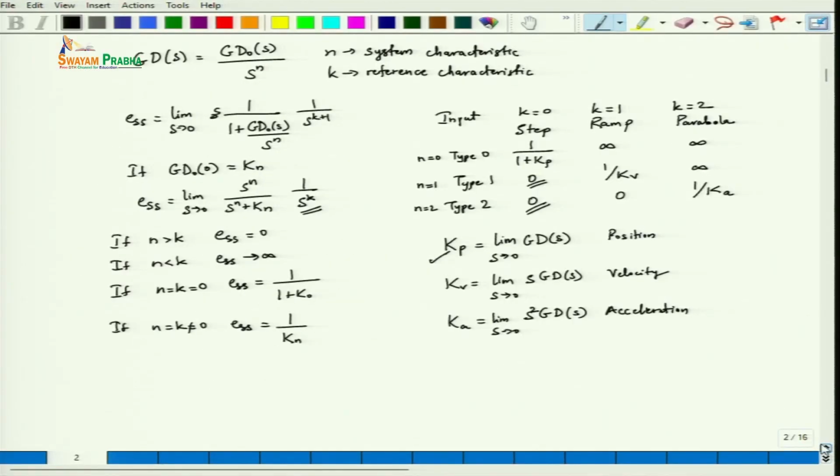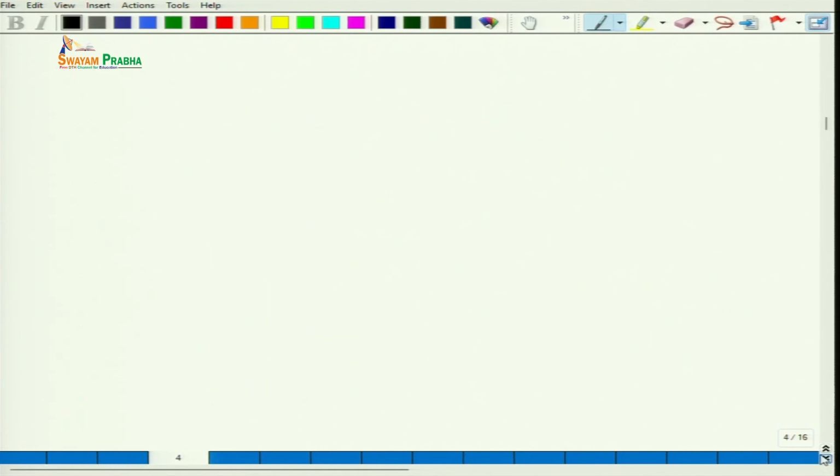So far we have focused on a polynomial input and reference input, and identifying the type of the closed loop system based on the open loop transfer function, and what kind of steady state error we get. Now we will next focus on a very important aspect of controls, which is PID control. So PID control means P stands for proportional, I stands for integral, and D stands for derivative.